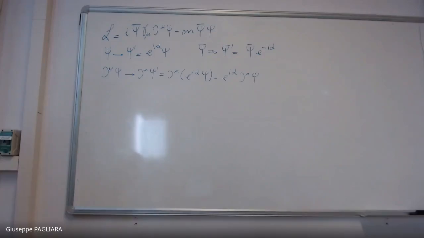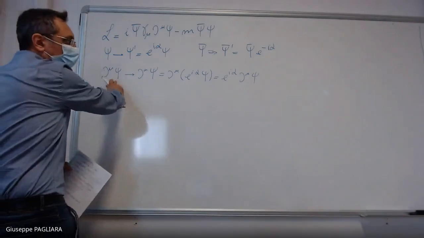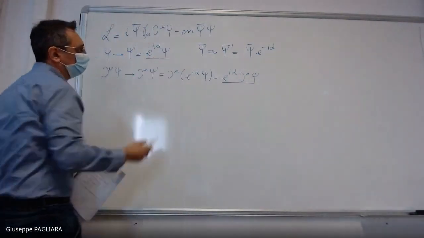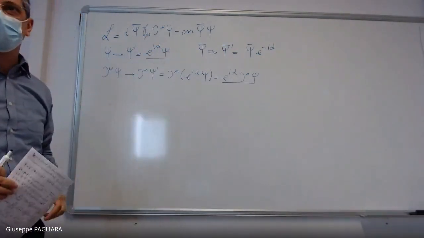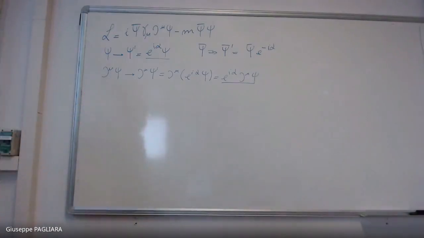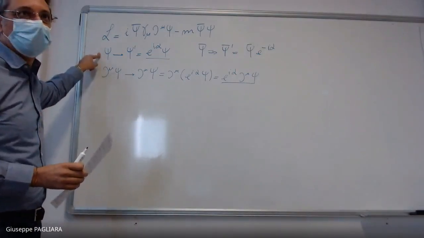Before going on, let me point out that the derivative of the field transforms in exactly the same way as the field itself. You just have the exponential on top of it. And this is a relevant argument, as we will see later today. So for a global transformation, the derivative transforms exactly in the same way as the field.